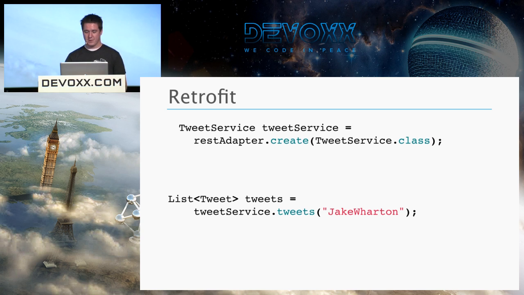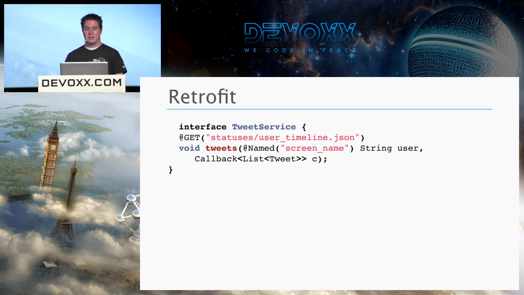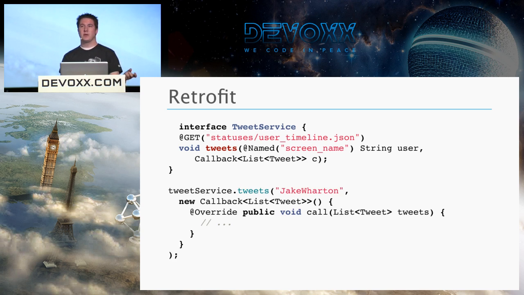It's type safe. But on Android, our application would blow up because we're doing something synchronously, likely on the main thread. So what Retrofit does is it allows you to pass the last argument as a callback. That callback is a generic on the type that you want back. So we've moved our list of tweets into the callback. Now when we make the call, we pass in the callback, and we get the tweets as the argument to that callback.